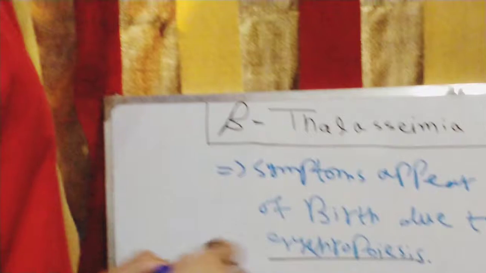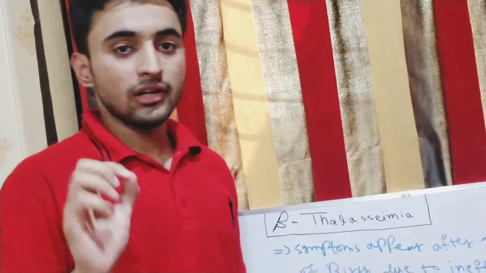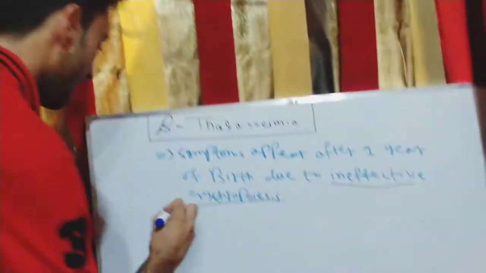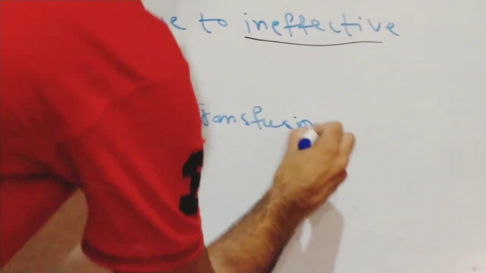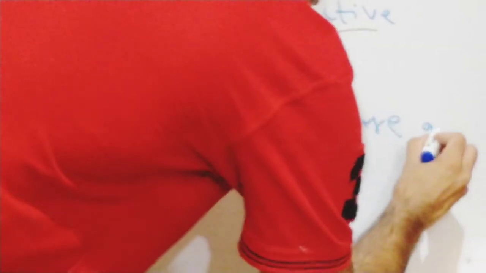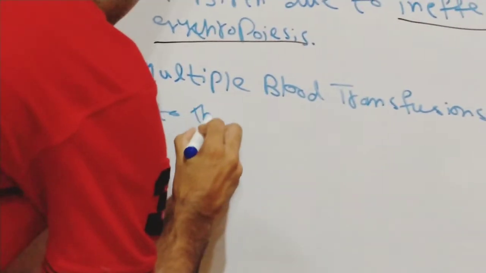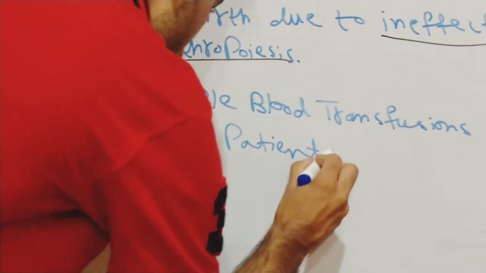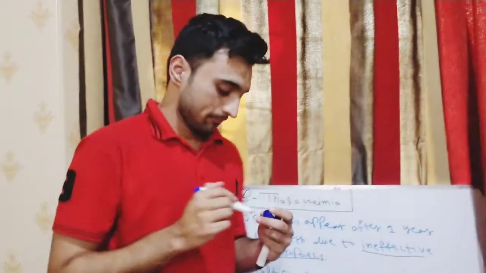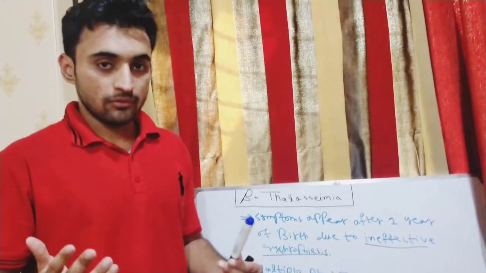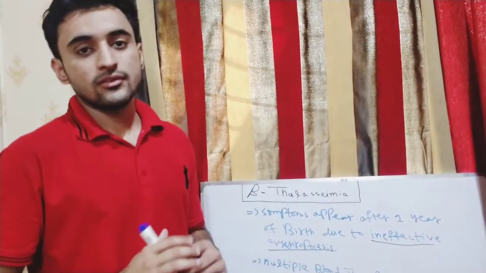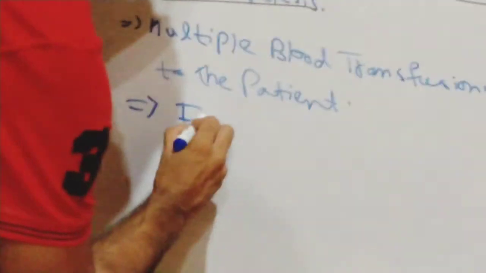Now, in order to combat this disease, these symptoms, multiple blood transfusions are given to the patient so that the deficiency of the blood can be healed. Now, these multiple blood transfusions lead to one setback, that the iron overload develops. So this is the side effect of the multiple blood transfusions, that iron overload appears.